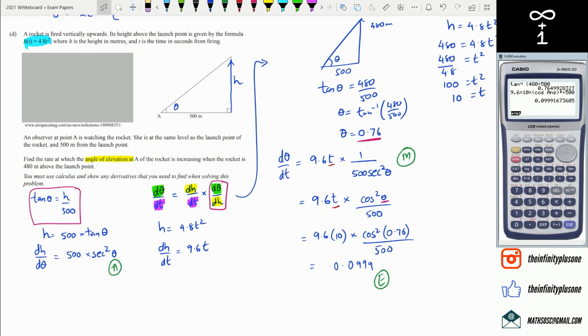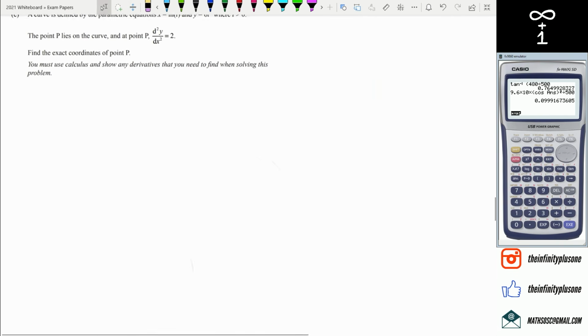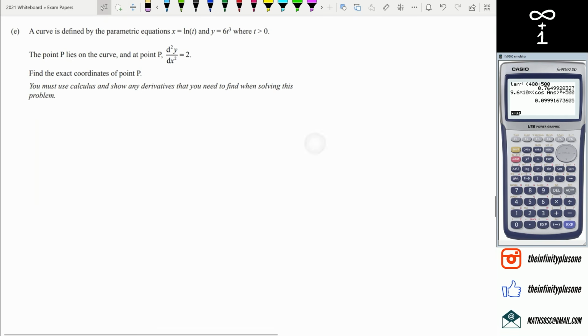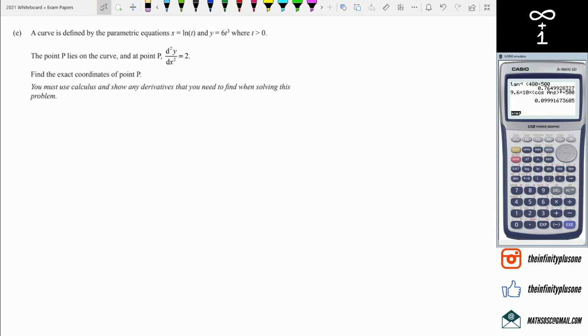All right, guys, so let's go to the next question. We've got a curve that is defined by this parametric equation, and then we've got a point that lies on this curve. The only thing that we know is that when this equation is double differentiated at point P, it's equal to 2.